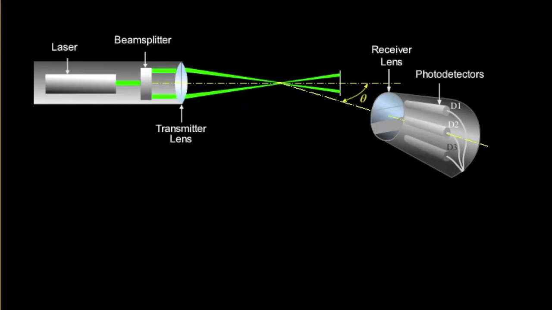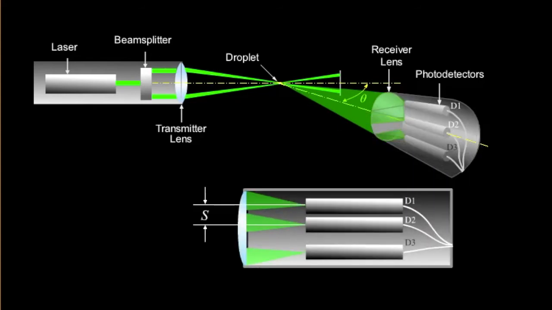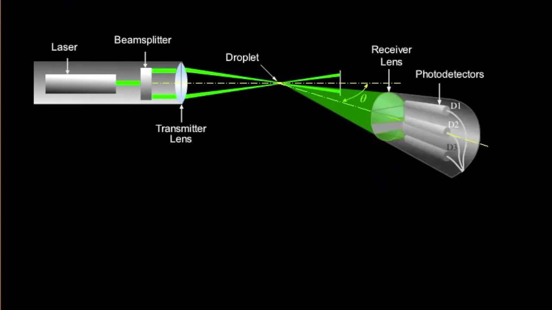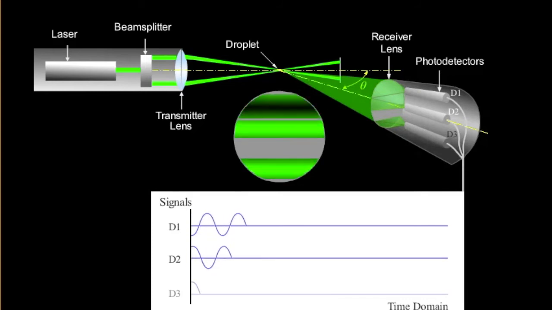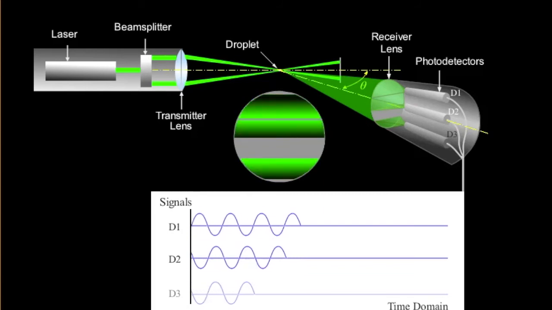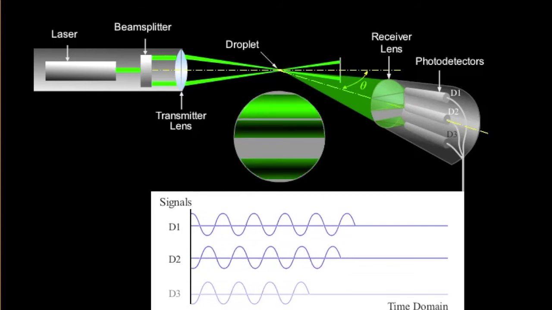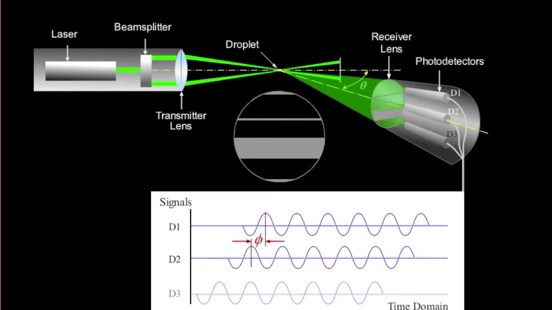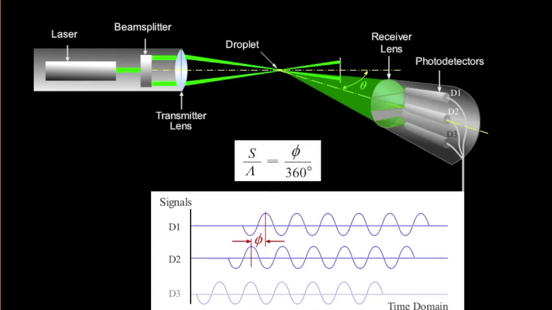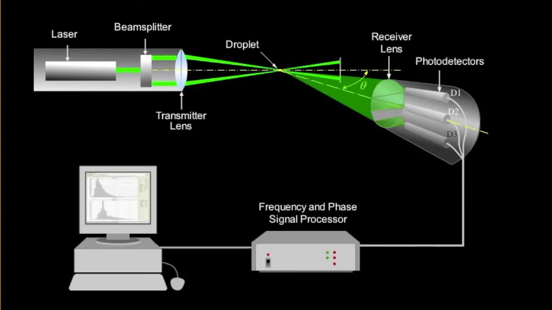Here you can see the transmitter and the receiver, and in this receiver we have 3 detectors. The scattered light enters the detectors, and by using the 3 signals and the phase shift between them, we can calculate the diameter of the droplet. D1, D2, and D3 are the signals that we use to measure the droplet size. You can see the phase shift between them, and that relates to the space between the detectors. Then we send those signals into the processor, and after some processing, we send them to the computer, and the software does the final calculation of the droplet diameter.